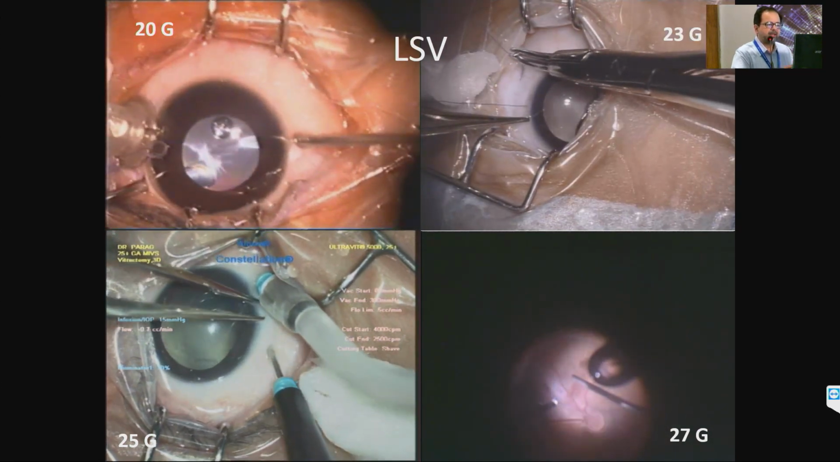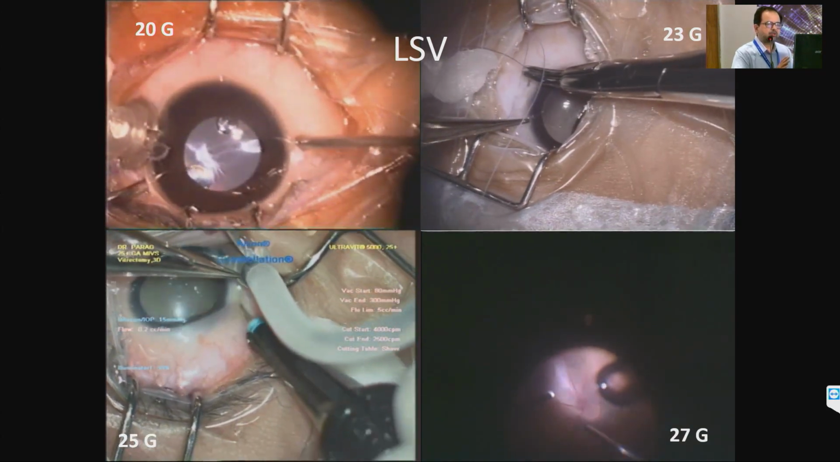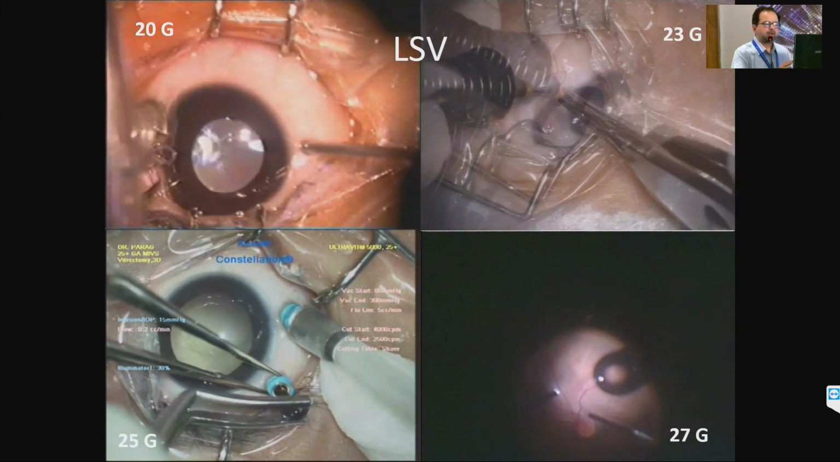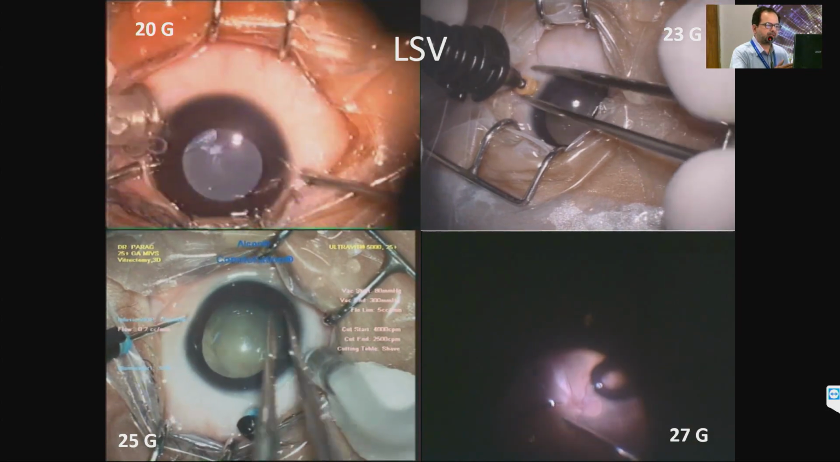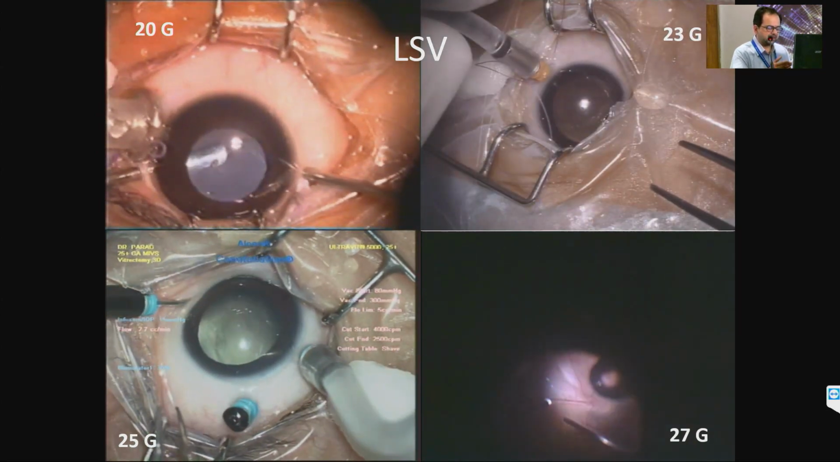And at the end of the day, it doesn't matter which gauge you use, but your idea should be easy: you just have to go down, cut the traction bands and come out. And it's always safe to put the sutures, even if you're going at 27 gauge or 25 gauge, because you can't go back if it's hypotony the next day and give general anesthesia again.